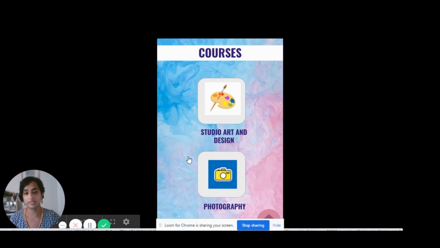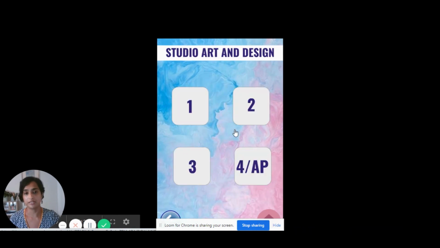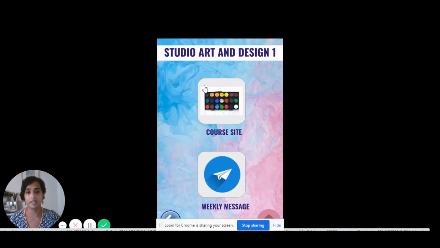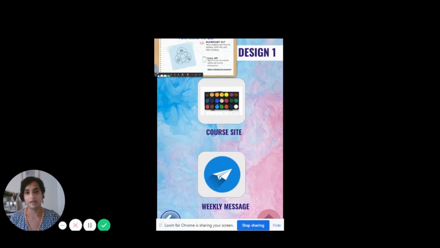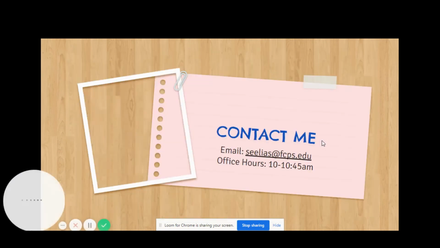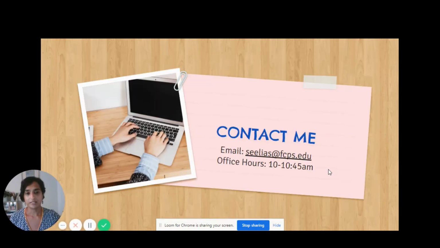So if I go to courses and I click on Studio Art and Design, I can go to level 1 and that will take me to the course site and the weekly message, which is the message they'll be getting every Monday, which has a list of things that are due that particular week. So hopefully that will be beneficial and make things a little bit easier for them to stay organized in this class. And that's my contact information.